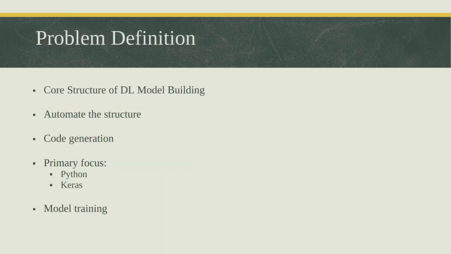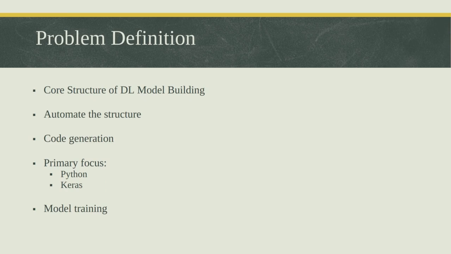We observed that code to build a DL model follows a standard structure which can be broadly classified into 4 categories: imports, data input and pre-processing, model creation, and evaluation. The work proposes to automate this core structure and provide an easy-to-use GUI interface to the users. With the model, we plan to generate the underlying code along with its required libraries. Our primary focus would be the Python programming language and the Keras framework.